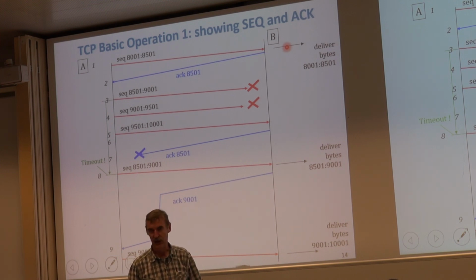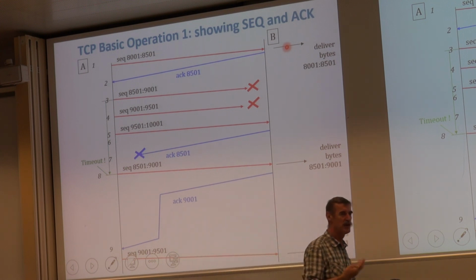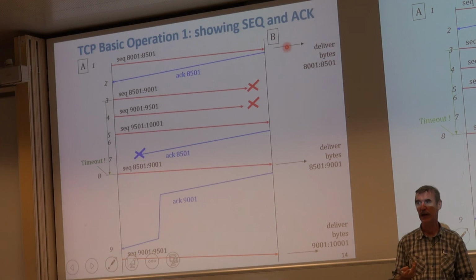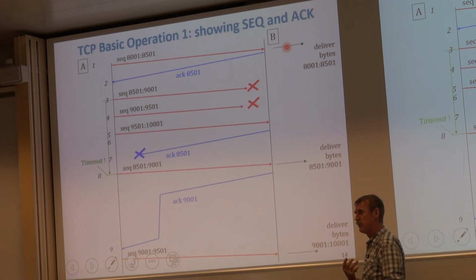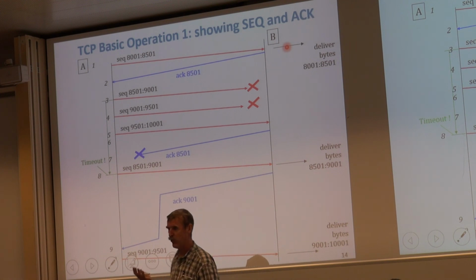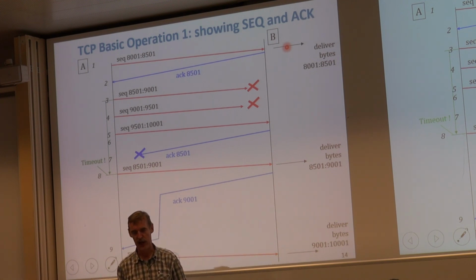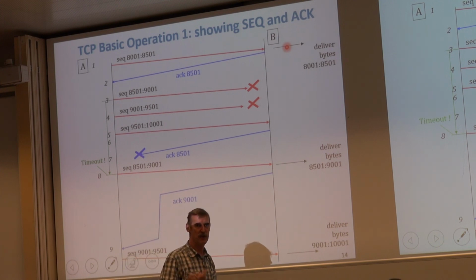Then when B receives it, TCP will send an acknowledgement. What does that mean, TCP sends an acknowledgement? Well, it means that TCP will send an empty packet with one field called the acknowledgement number equal to 8501, which is the last received byte +1.